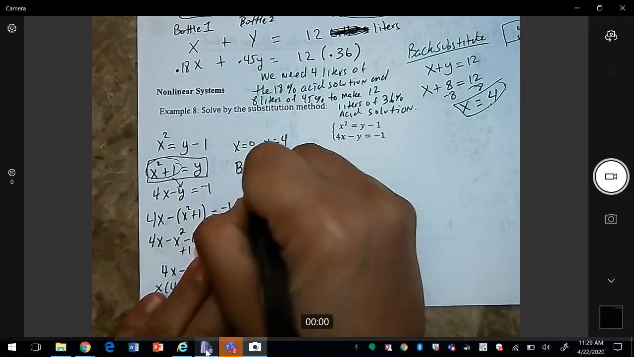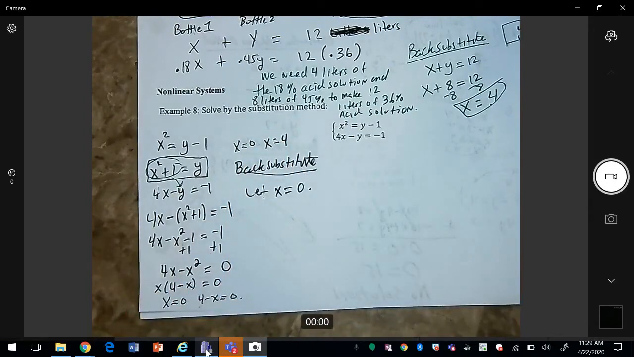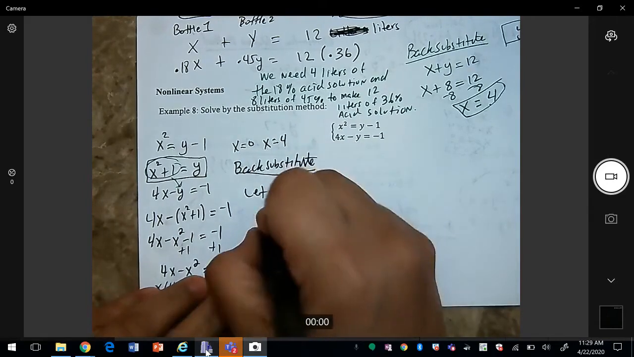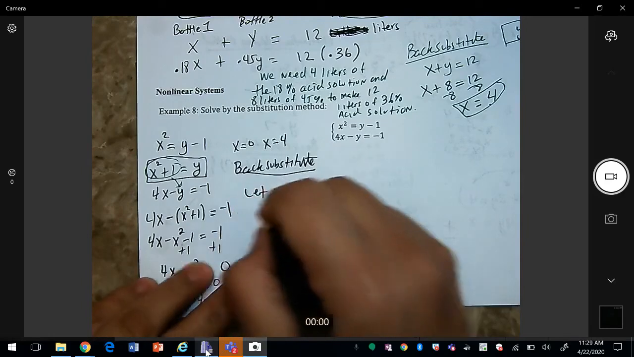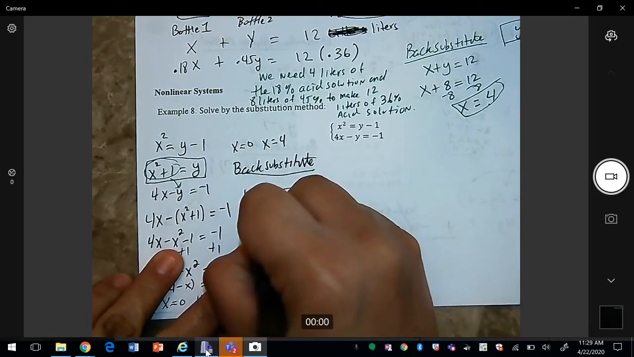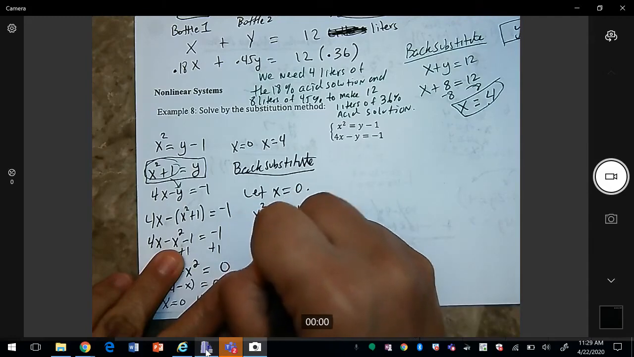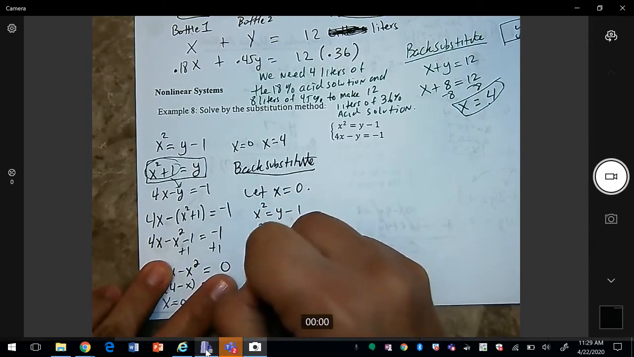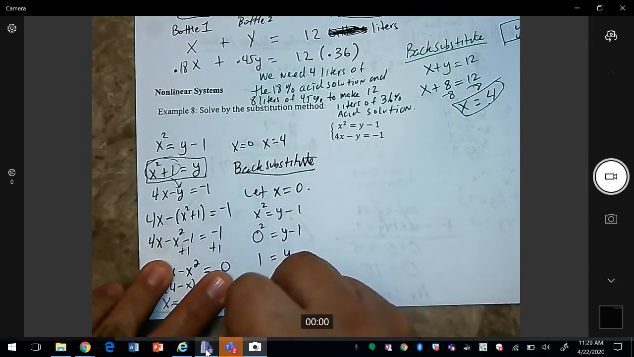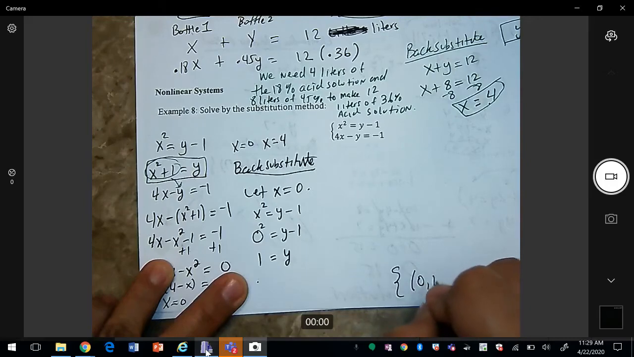So let's look at x equals 0 first. I'm going to plug that into the first equation. If x is 0, we get 0 squared equals y minus 1. So y is going to be equal to 1. So my solution here is when x is 0, then y is equal to 1.